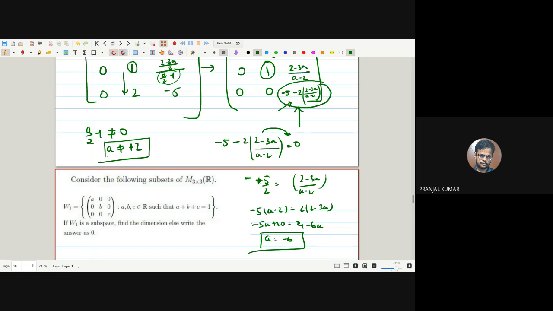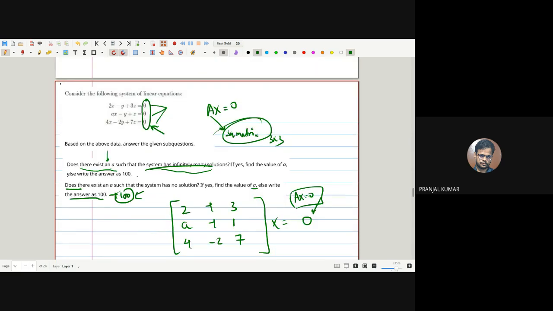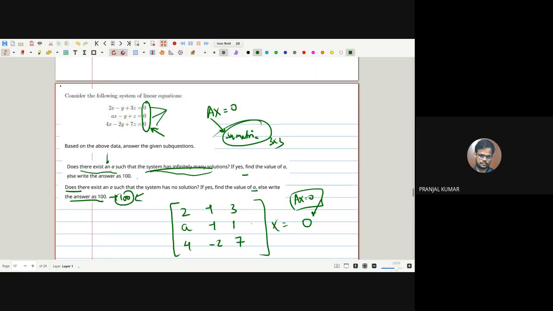Clear? A is equal to minus 6. So what is the answer? A is equal to minus 6. Okay, I need to check whether it is actually correct or not.